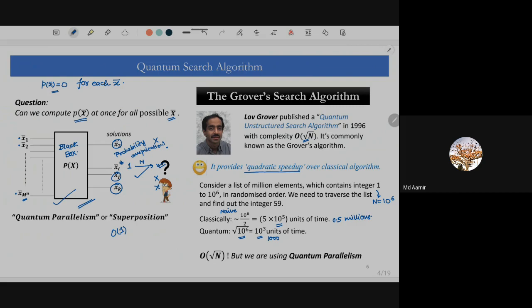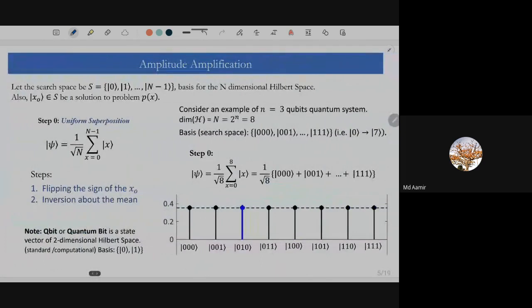We do some manipulations and try to bring the probability of observing x i bar to almost 1, and then when we perform the measurement, with quite a good percentage we will observe only x i bar, not the other ones. The other name of this probability amplification is amplitude amplification. So either we can say probability amplification or amplitude amplification.